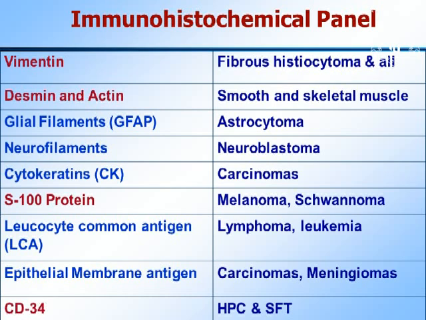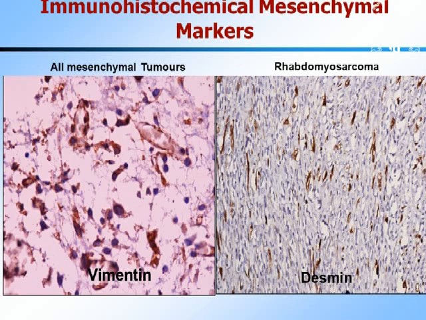Desmin and actin are smooth and skeletal markers. S100 protein is for neural tumors like schwannomas and neurofibromas, and CD34 helps us to diagnose hemangiopericytomas and solitary fibrous tumors. This is the immunohistochemical stain showing Vimentin positivity, which is positive in all mesenchymal tumors. So basically it helps us to differentiate from epithelial tumors.